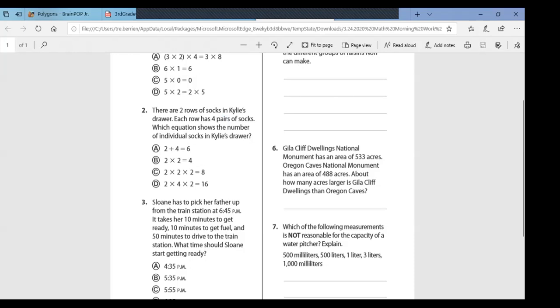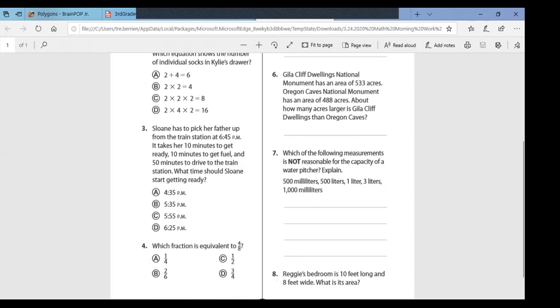Now that we've solved that, we're going to go down into our options. Which one of those is 2 times 4 times 2? And that is D. 2 times 4 times 2 equals 16. So D is our correct answer. Okay, moving to number 3.